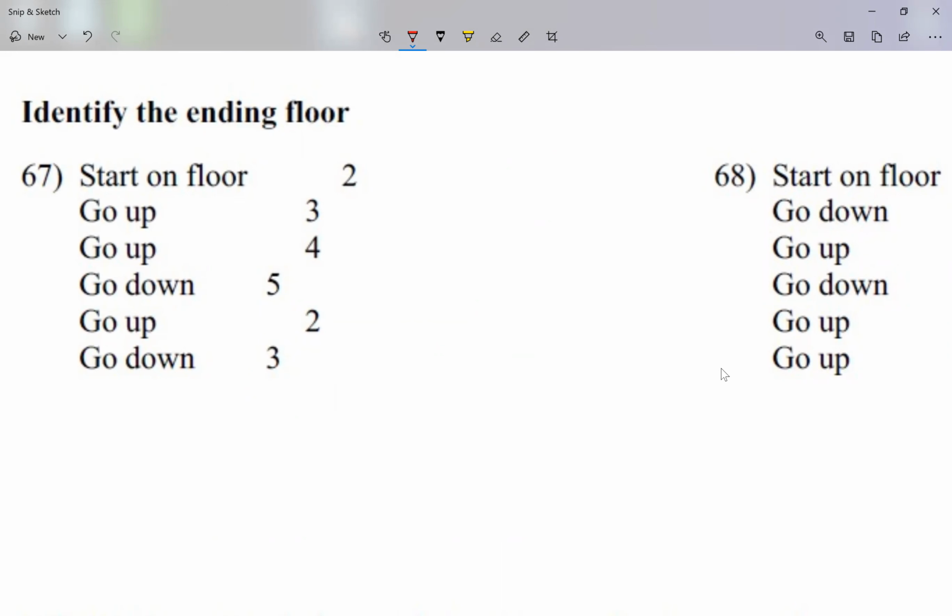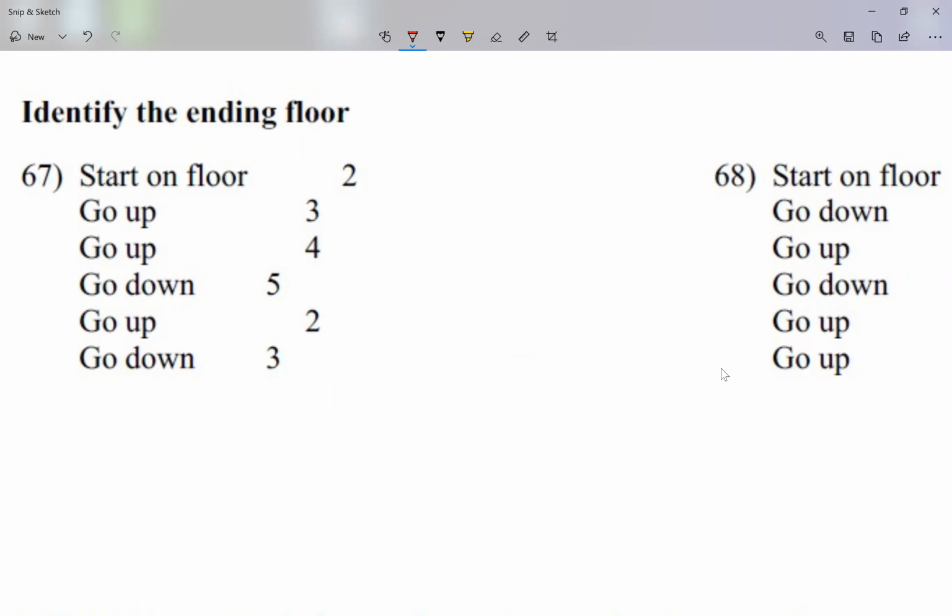So, all right, we're starting on floor 2. So I'm here. And then we go up 3: 1, 2, 3. So now we're right here. As a matter of fact, let me erase this. Now we're there. Then it says we go up 4: 1, 2, 3, 4. So I'm right there now. Let me erase this work. So I'm on floor 9 now.